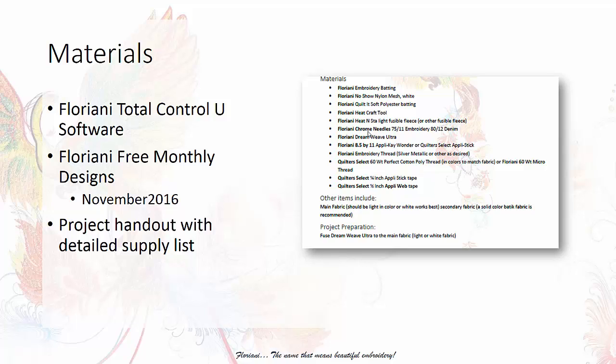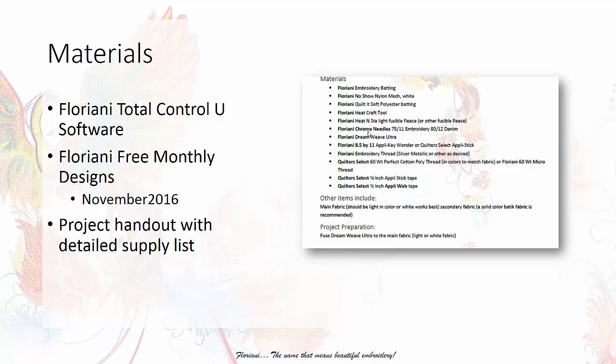The other thing that I like about it is that when we use a light fabric, I've seen this in quilts before that are embroidered. A lot of times you'll see a shadow underneath the fabric, and I don't like that. I will tell you that adding the Dreamweave Ultra underneath your light fabric will eliminate that shadow effect. And because we're doing Trapunto, I think you'll be very happy with the results. We're going to use 8.5 by 11 Applique Wonder.